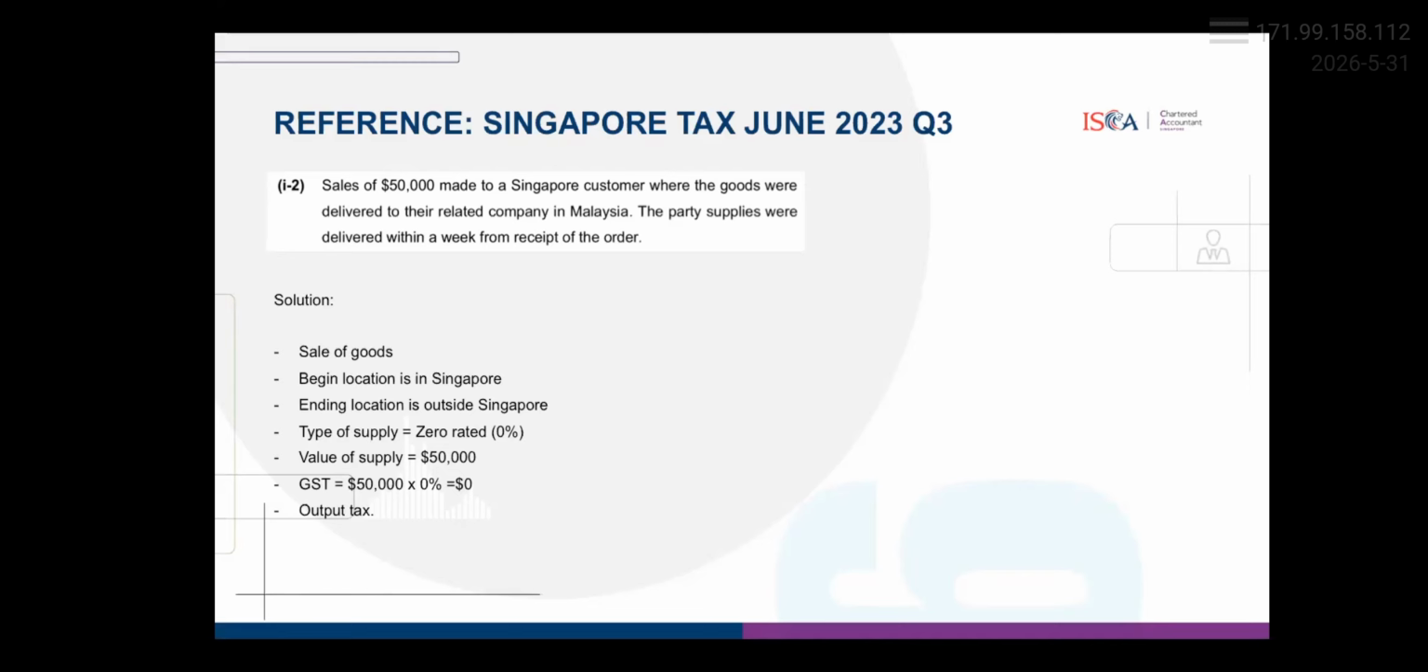And for this, it is a zero-rated supply. The value of supply is 50,000. The GST amount is 0% of 50,000, which is $0. And this is an output tax.